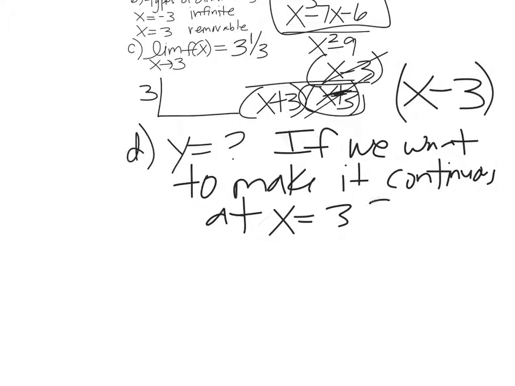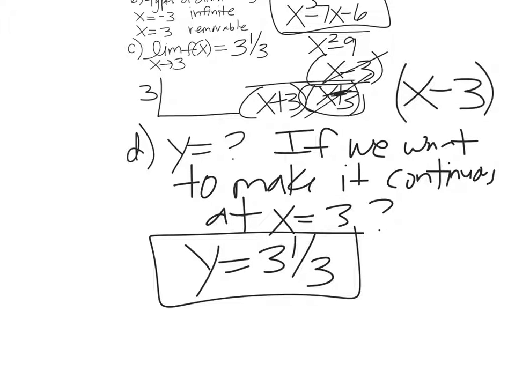Okay. So what should we let y equal? Let's say we want to go ahead and make it continuous there. We can't make it continuous at the infinite one. You just can't. Yes, we would let y equal 3 1/3 because then it would be continuous there. Remember, the limit has to equal whatever the value is. There is a limit there. There's no value there, but if we make it the value, then it's continuous all of a sudden.